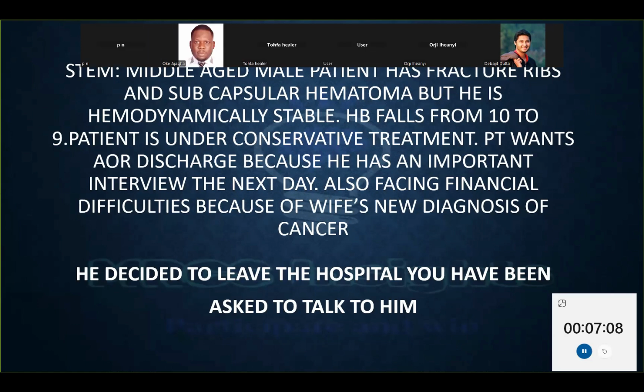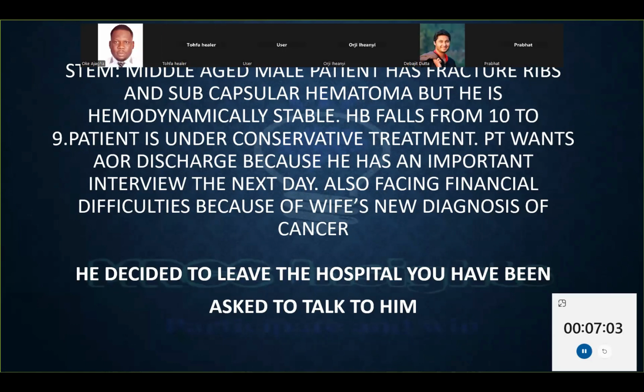And also we can see that your hemoglobin, which means your blood count, dropped by 1 gram from 10 to 9, which gives the possibility of continued bleeding, and it may lead to serious deterioration of your condition. It may even endanger your life. So I think it's not wise to leave the hospital right now. Is that okay?